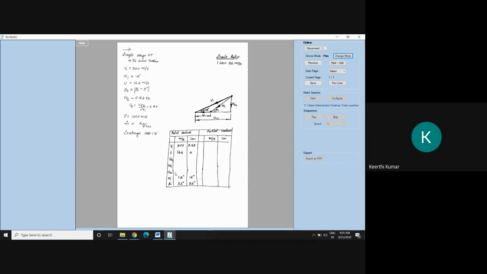So can anyone tell VU1, VR1, VA1? First you tell in centimeters, later on we can convert into meters per second. Sir, VU1 will come as 285.36 meters per second. Yes, 285.36 meters per second, correct. In centimeters, how much is it? 8 centimeters, sir. I got 8 centimeters.